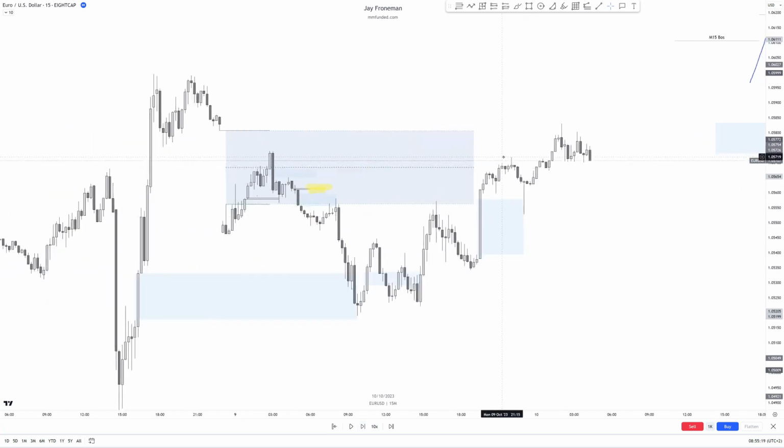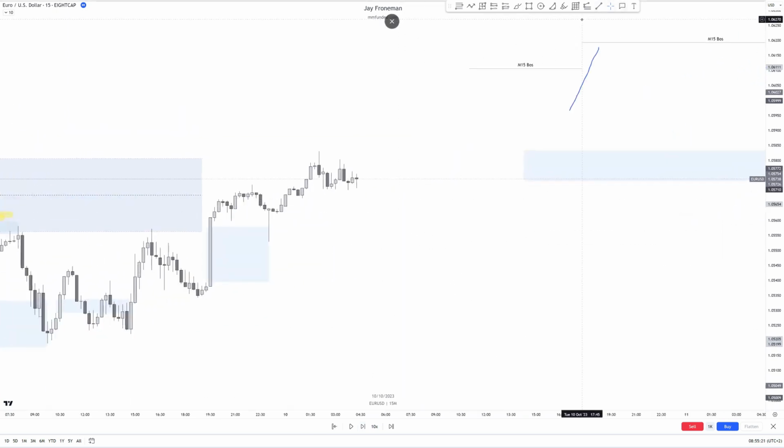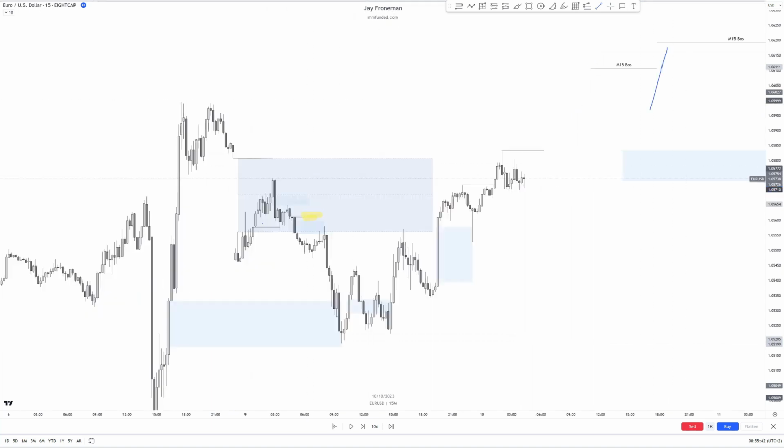Okay, and price busy targeting those expectational weak highs. I hope you guys have a better understanding of fair value gaps, volume imbalance gaps, and inversion gaps.